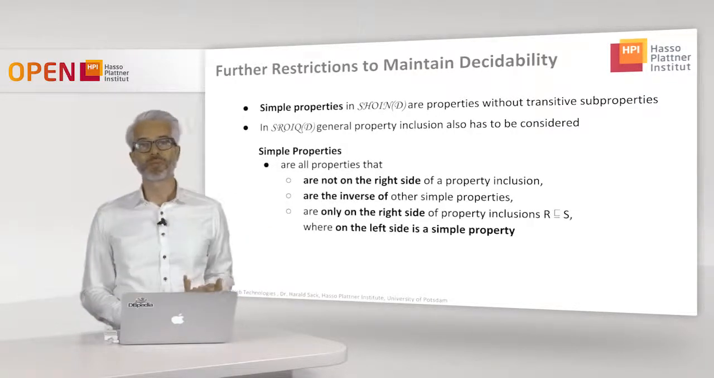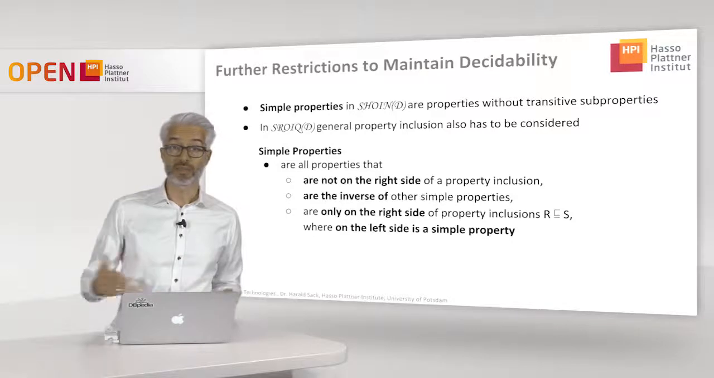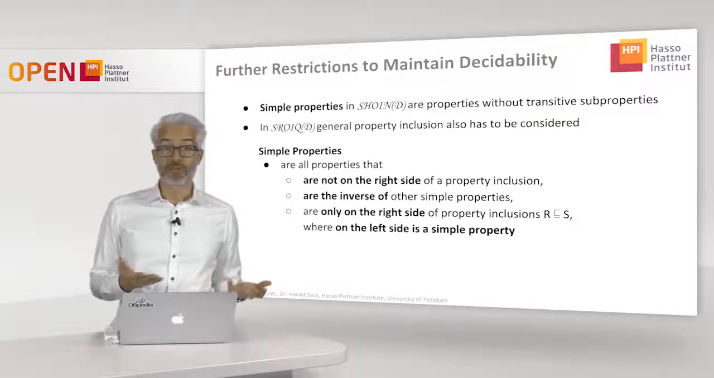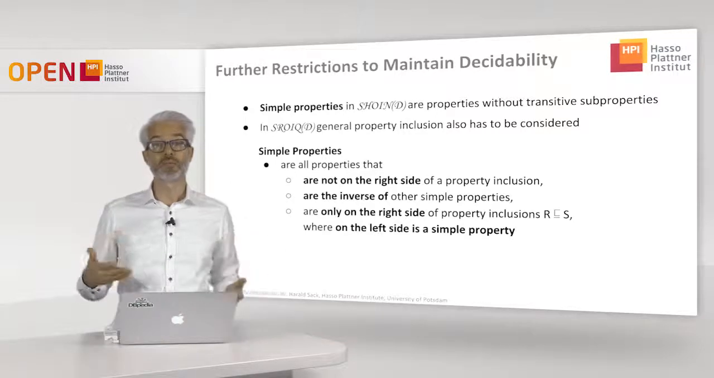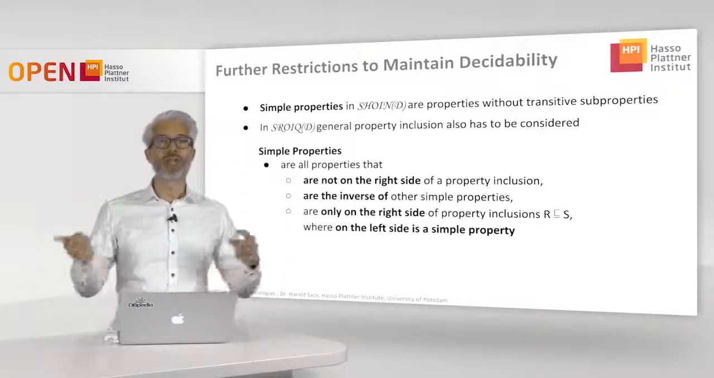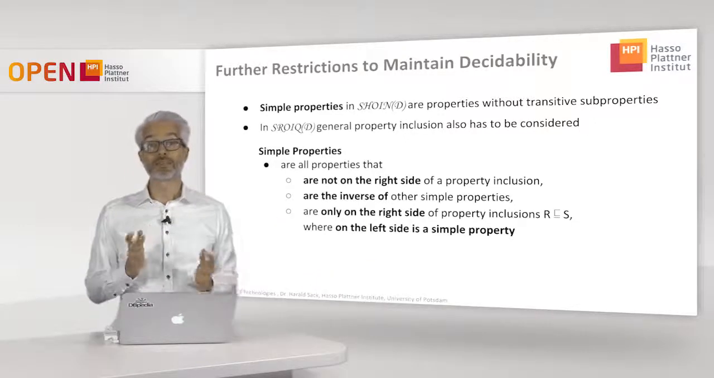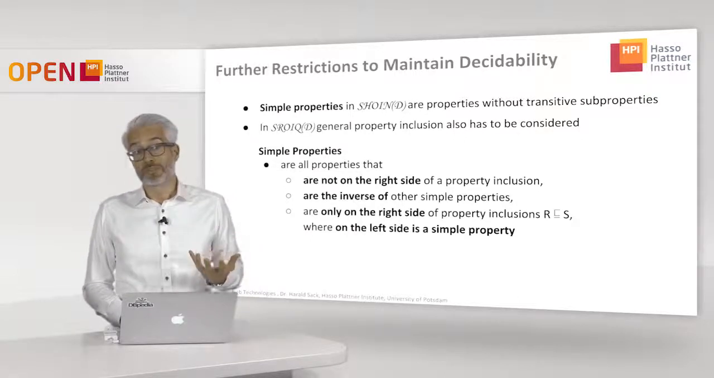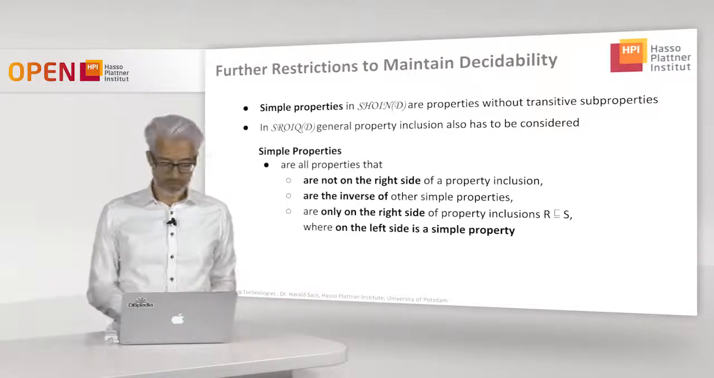that we say simple properties are all properties that, and now it comes, are not on the right side of a property inclusion, and they are the inverse of a simple property, so then it's allowed and it's a simple property, or they are only on the right side of a property inclusion. R is a subproperty of S, where on the left side is only a simple property and not a property chain. So these are simple properties, and for them, of course, special things or most things are allowed, and for the complex properties, then we have to look for restrictions.